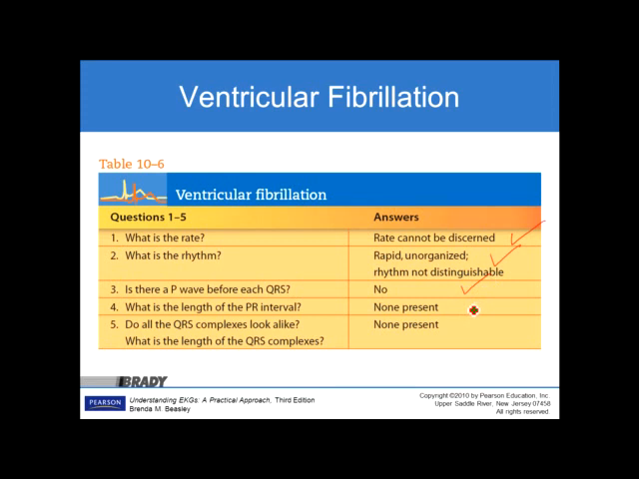What is the length of the PR interval? I have no idea. Do all the QRS complexes look alike? There are no QRS complexes. There's only fibrillation waves. And what is the length of the QRS complexes? Again, kind of unknown.